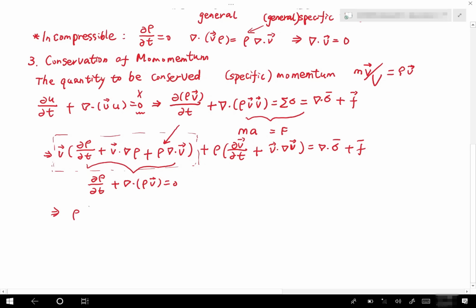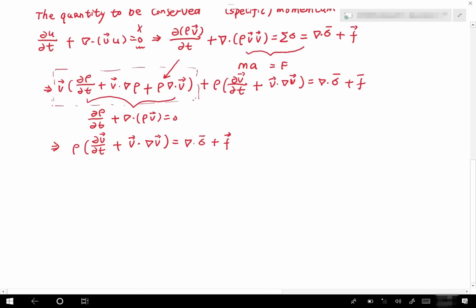And we get rho, partial v partial t plus v dot product the gradient of v, equals the divergence of stress plus f. And some people prefer to write this equation in a different way. They use a capital letter D to represent a different type of derivative.